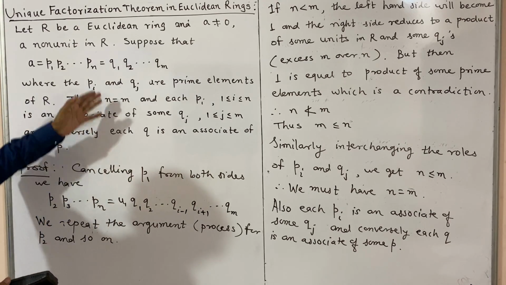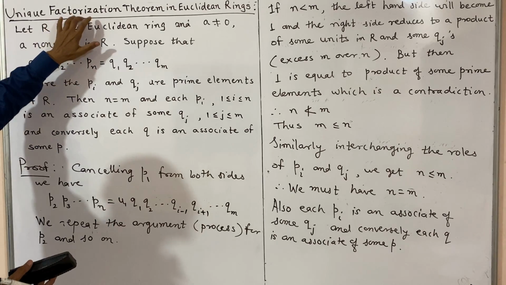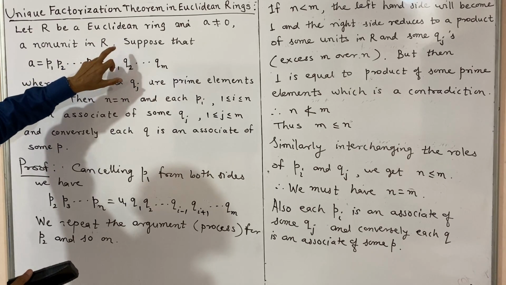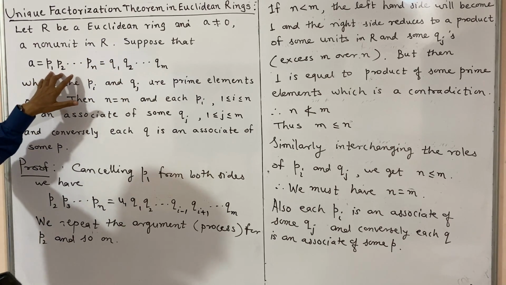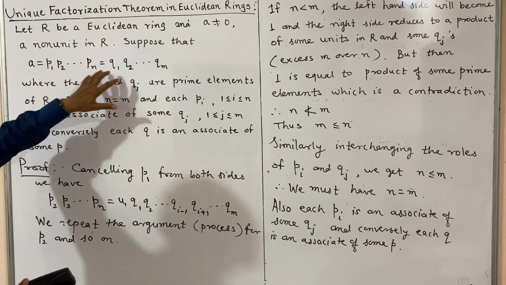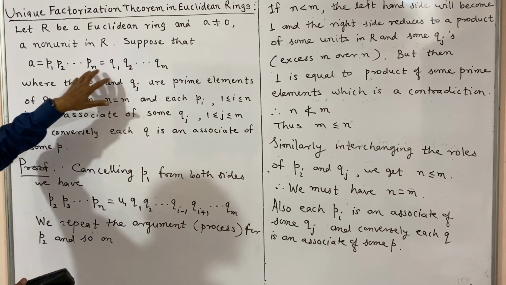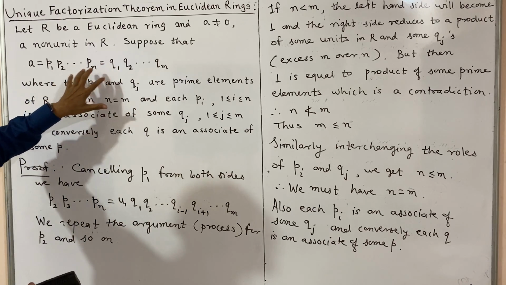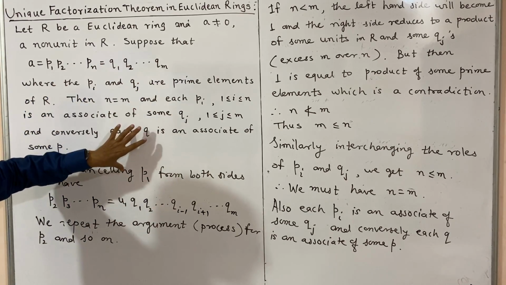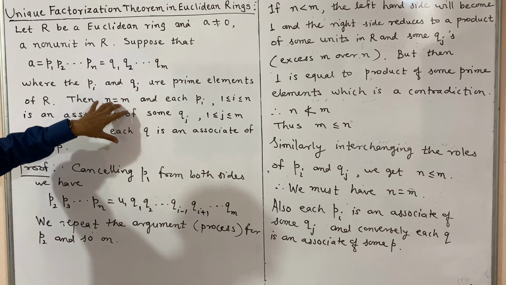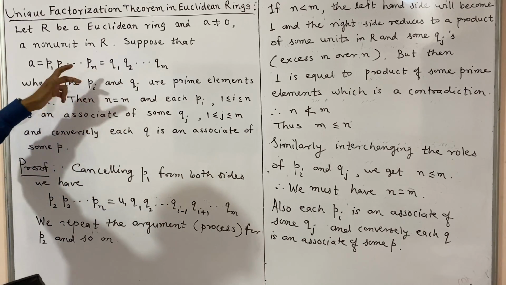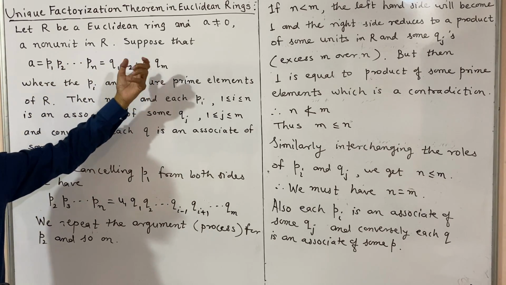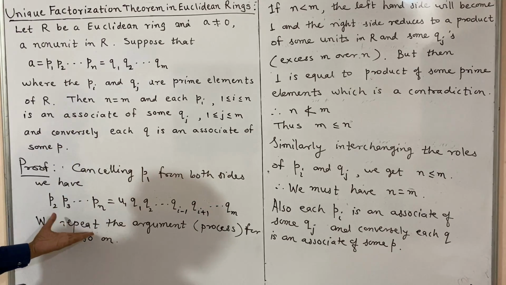So thus we have proved a theorem which is known as the unique factorization theorem in Euclidean ring. If a non-zero, non-unit element has an expression which can be written as a product of primes in two ways, then the number of prime elements in the two expressions is the same, n is equal to m, and each P is an associate of some Q and the converse. That we have proved in this theorem.